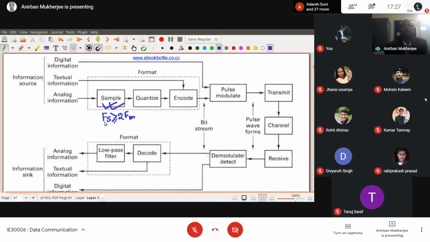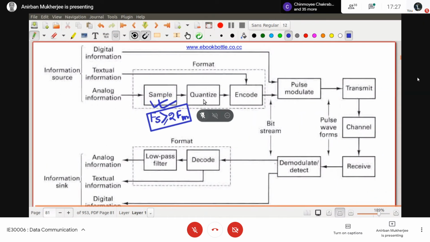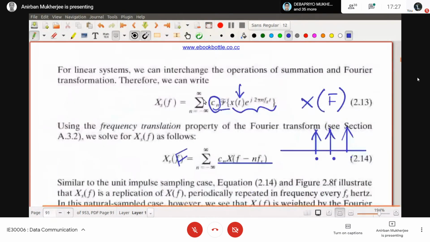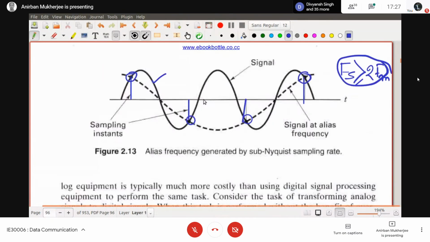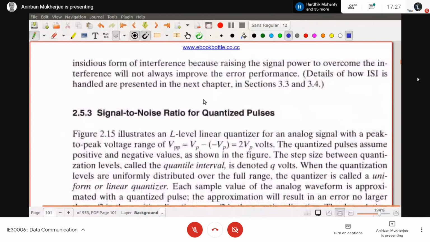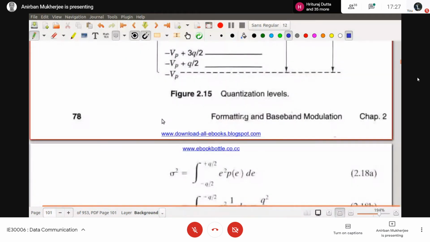Now the next block is the quantizer. You have most probably already studied quantization. Now let us see that for quantization you will have some problem in terms of SNR. Let us discuss that. Please note down, this is page number 78.